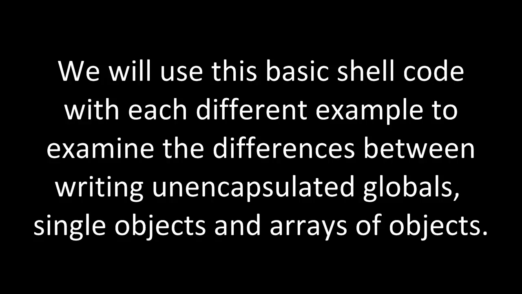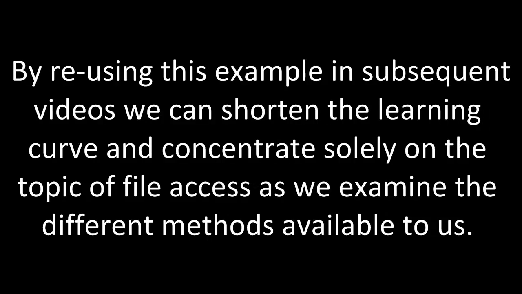We will use this basic shell code with each different example to examine the differences between writing unencapsulated globals, single objects, and arrays of objects utilizing different methods. By reusing this example in subsequent videos, we can shorten the learning curve and concentrate solely on the topic of file access as we examine the different methods available to us.